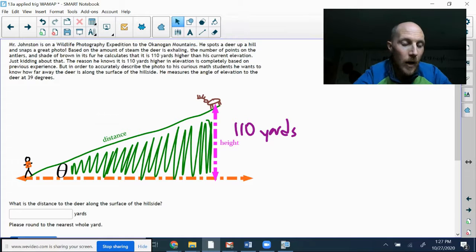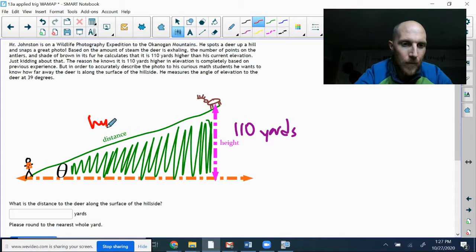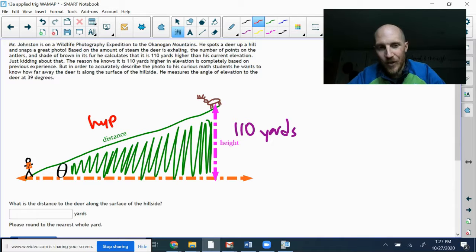I want to know how far it is to walk across the surface of the hill up there so I can pet the deer or just get closer, right? No tunneling through the hill. So I want to know the hypotenuse, the labeled distance.